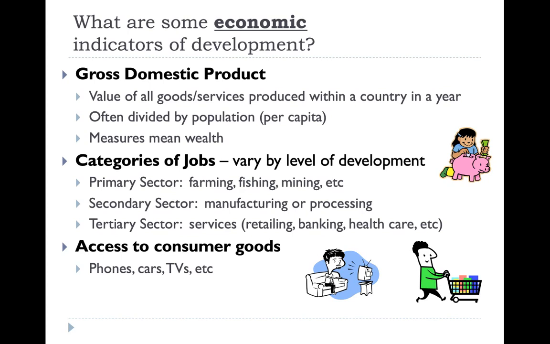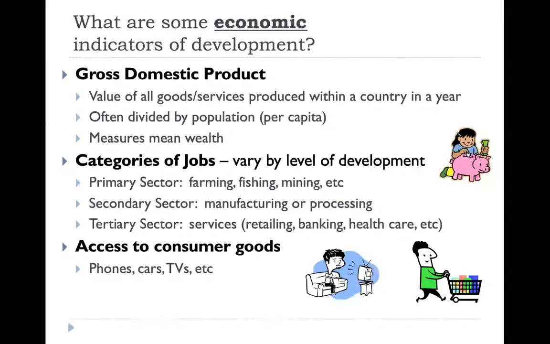The next level of jobs is secondary sector. Secondary sector jobs are the manufacturing or the processing. That's using those things produced in the primary sector to build something or to create something. And then the third sector of job is the tertiary sector. The tertiary sector is the service industry. These are jobs in which face-to-face interactions are happening, such as retail, banking, and healthcare.